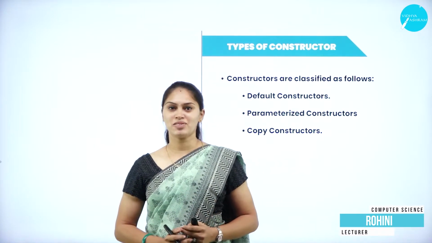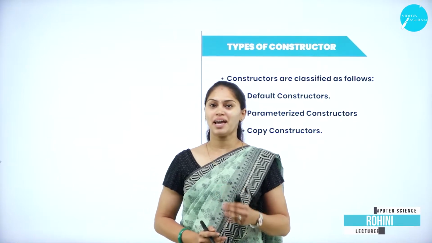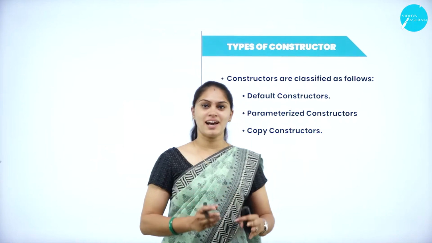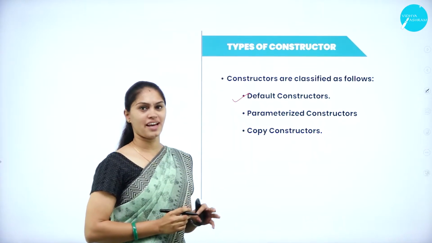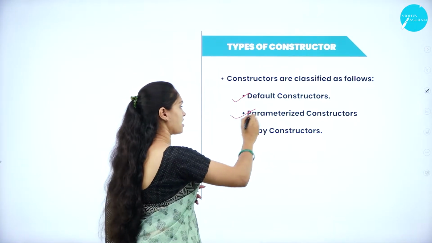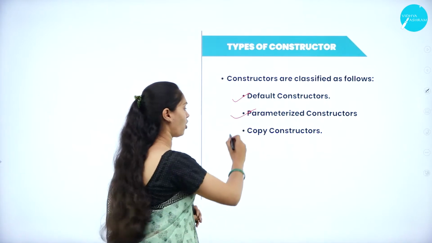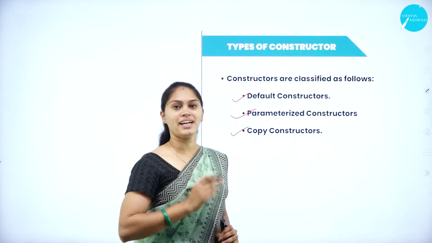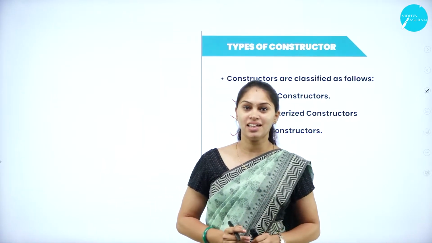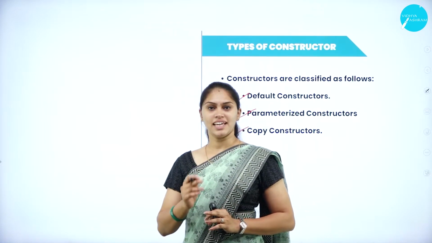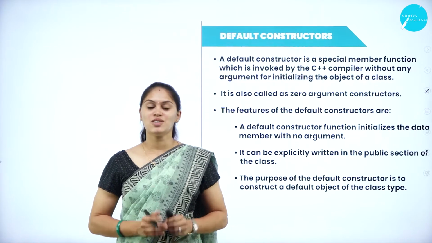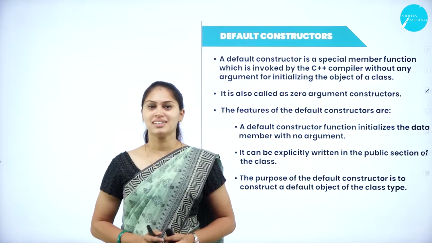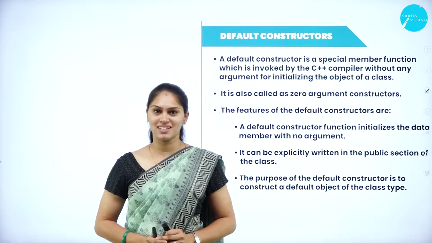What are the types of constructor we have? We have three types of constructor. So which are those? Coming to the types of constructor, the default constructor is there. Then we have the parameterized constructor. At last we have the copy constructor. How many constructors do we have? That is three. Parameterized constructor, default constructor, as well as the copy constructor. So now we'll see the first type of constructor, that is the parameterized constructor.